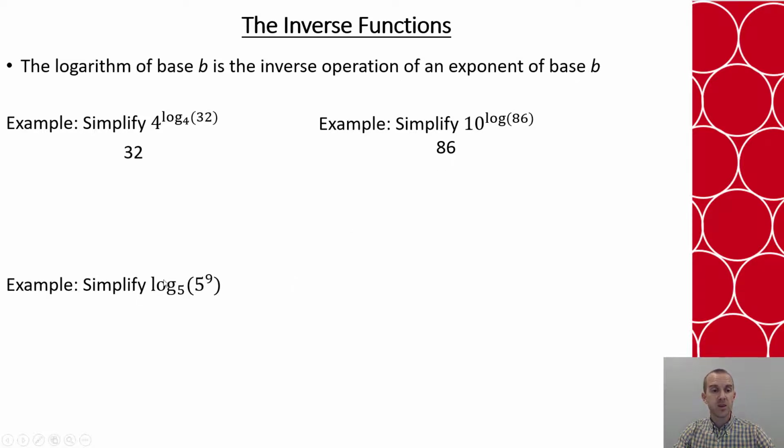If I had the log of 5 to the 9th with base 5, the base in this exponent base will leave me with just the 9. If I had simplifying the natural log of e, well, the base of the natural log is e. This simplifies to 1 because they're inverse. It's like saying 12 divided by 12, and that equals 1.